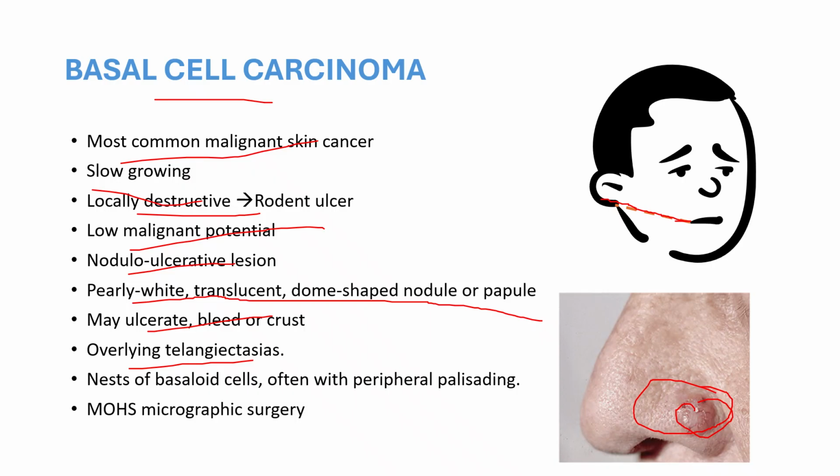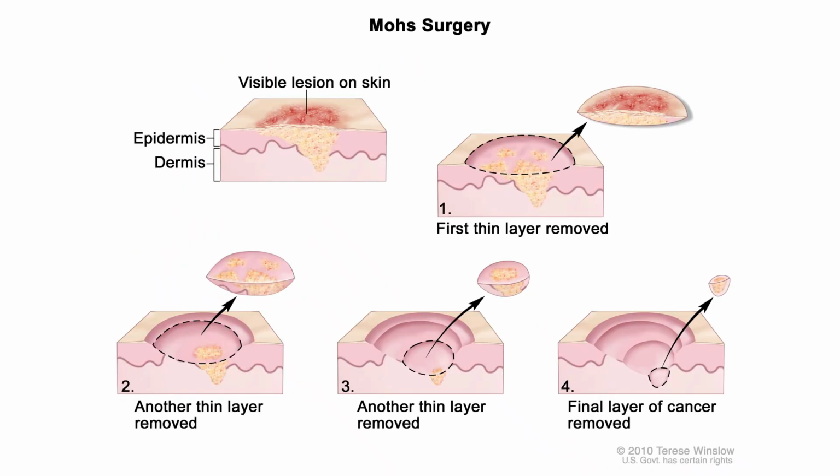Under histopathology, you can see nests of basaloid cells, often with peripheral palisading. That is the description. And the treatment is Mohs micrographic surgery. Microscopically, you're trying to remove the lesion with a margin. You're trying to remove all the cancer cells. Okay, this is Mohs surgery.